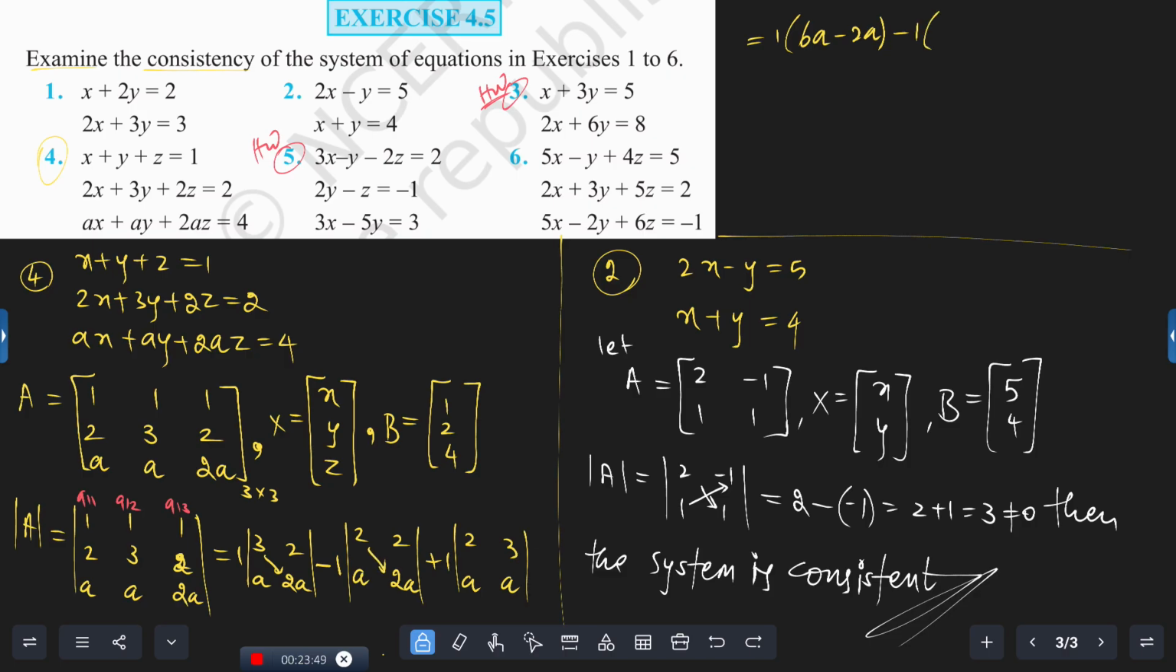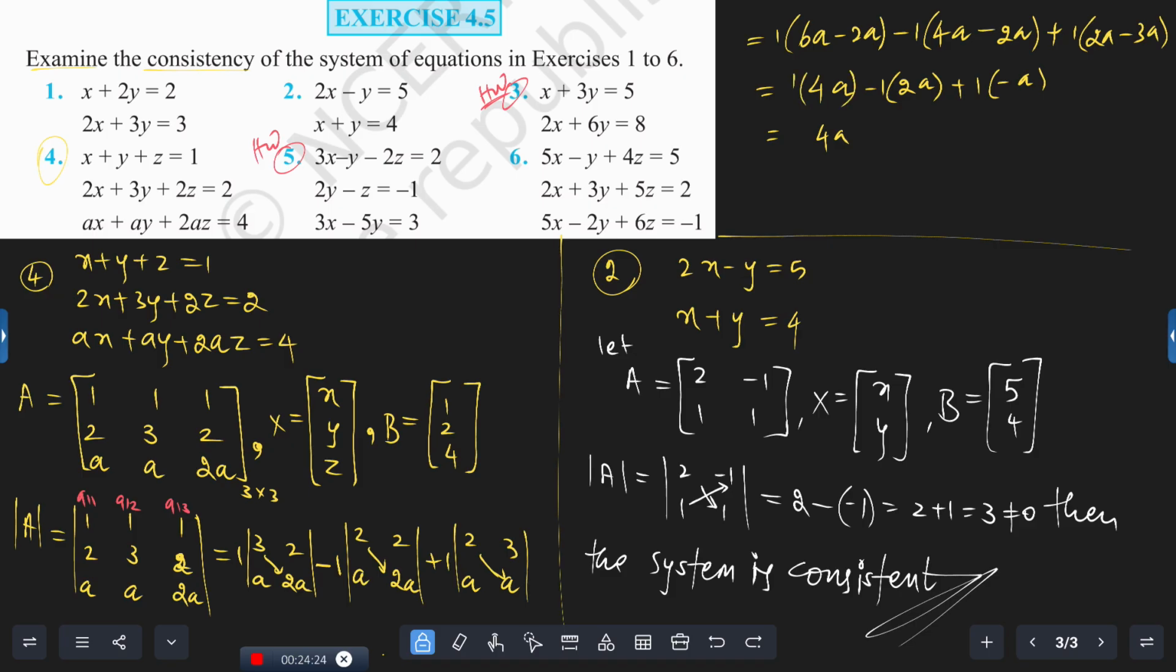2 into 2A, 4 times A. Formula minus A into 2, 2A again. Okay, plus 1 into 2 into A, 2A. Formula minus 3 into A, 3A. Now, if you simplify, you want to get something. So, 4 times A minus 1 into, here 1 into anything, 1 down leave it. So, this is 2A and here 1 into minus A you will be getting. So, 1 into 4A, 4A, that one I didn't mention.